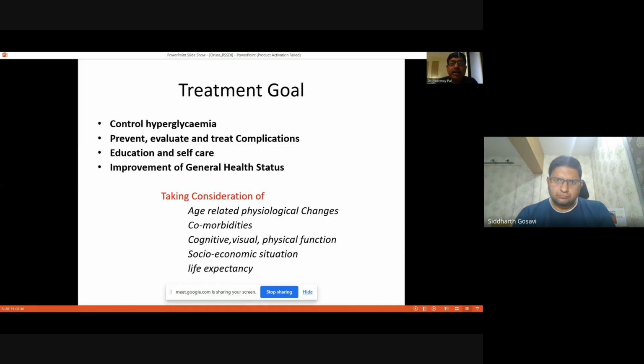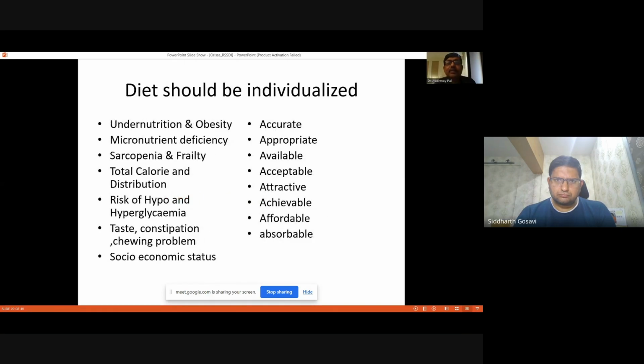So when you are considering the drugs, you have to take care of the age-related physiological changes and the comorbidities the patients have: cognitive, visual, functional, physical function, socio-economic situation, and life expectancy. First, the diet should be accurate, appropriate, available, attractive, achievable, affordable, and absorbable. This should be the basic goal of the diet.